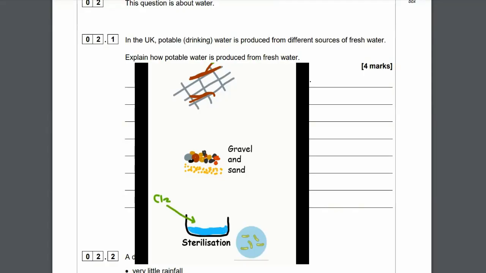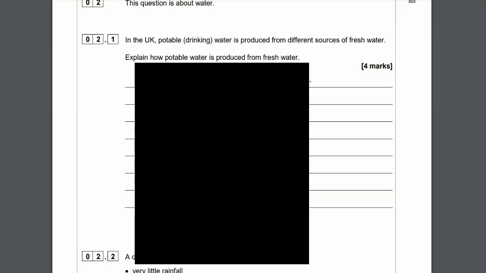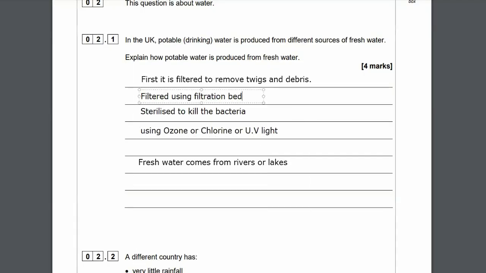We've then got to sterilize, which means kill bacteria or pathogens. We can do that with chlorine, ultraviolet light, or O3, which is known as ozone, the same stuff you've got in the atmosphere. Okay, and so these are your answers for 4 marks.